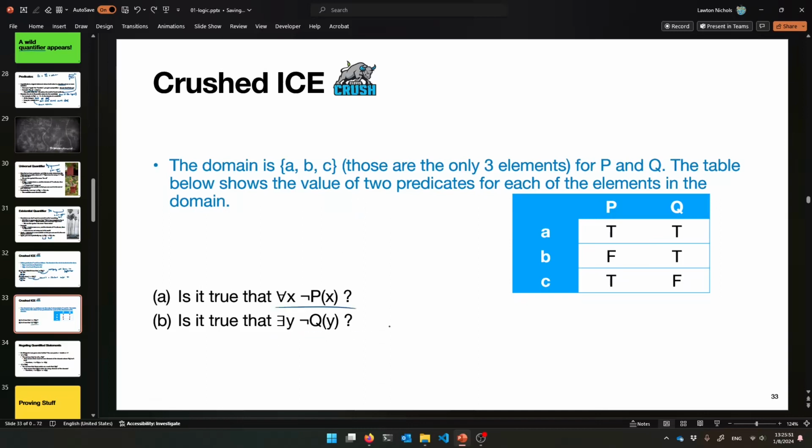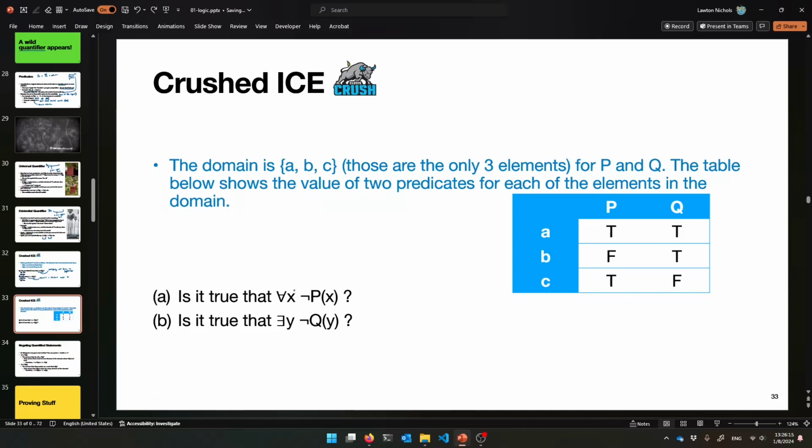So try A and B. Is it true that for all x, not P of x is true? Is it true that there exists a y such that not Q of y is true? Or, equivalently, there exists a y such that Q of y is false? That's another way you can read that using a negation. So give those both a try. And now, assuming that you tried them, let's do it together.